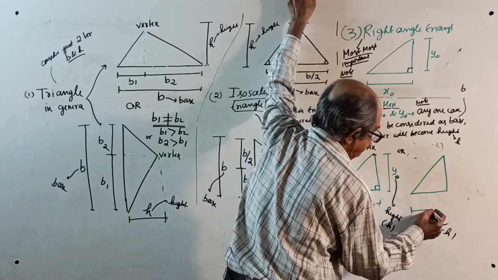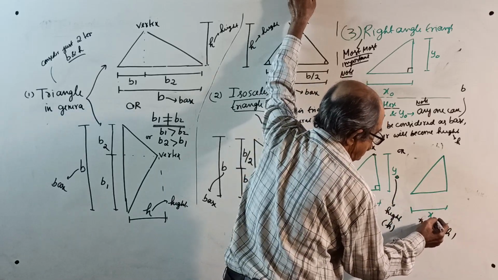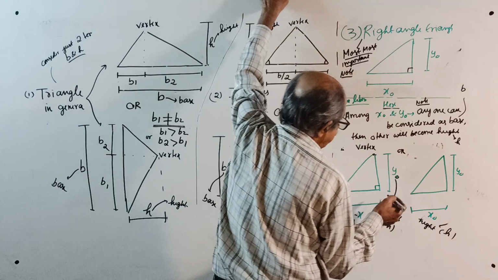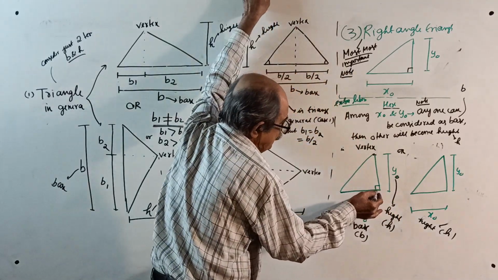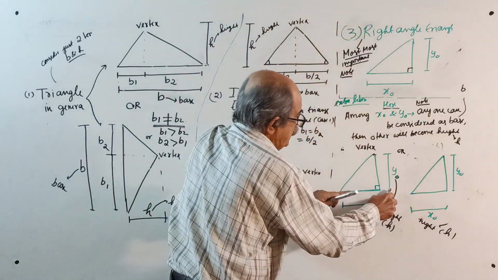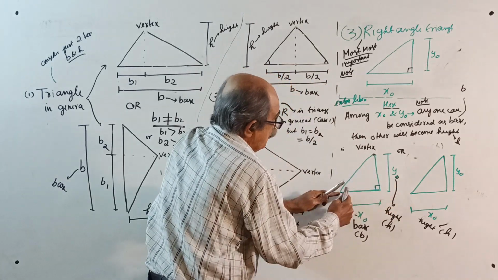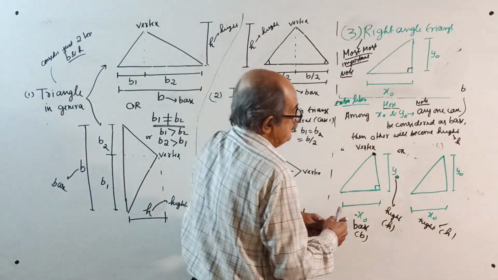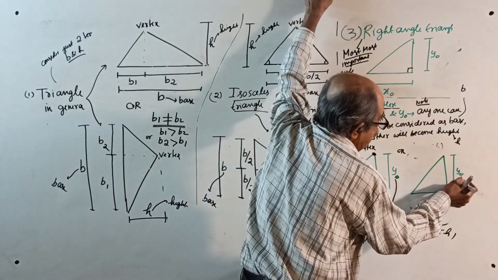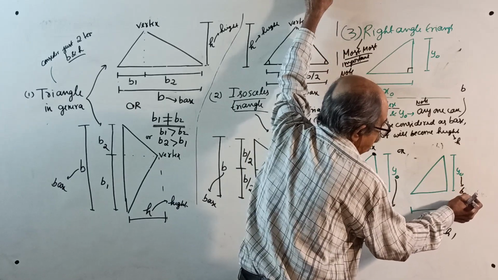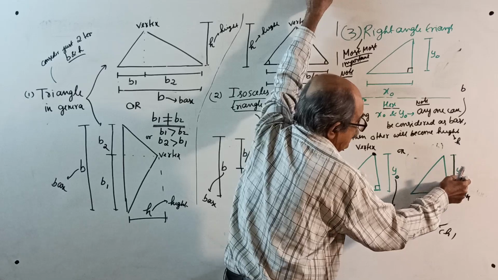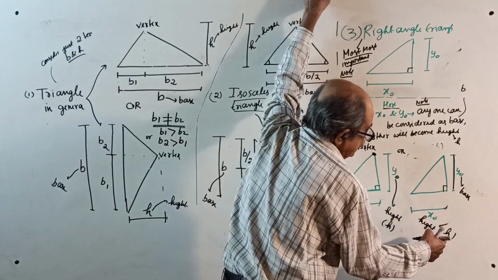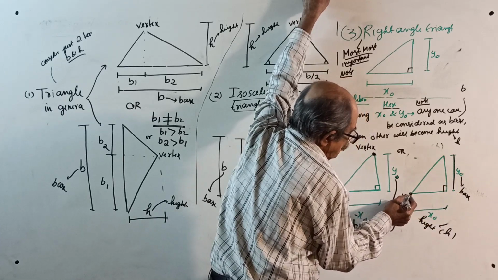This is your x naught. This is your y naught. Now see, when you take x naught as the base, y naught becomes height. So opposite to the base, this will become your vertex. Whereas you can take y naught as the base, no problem. If you take y naught as the base, then your x naught will become height. Then this will become your vertex.